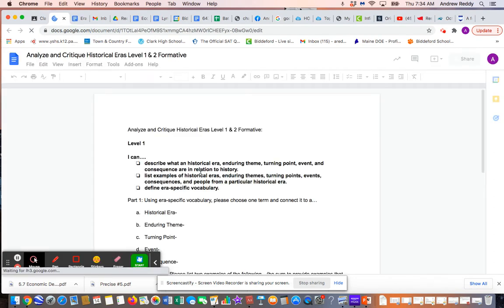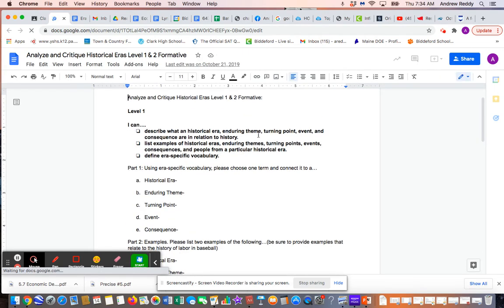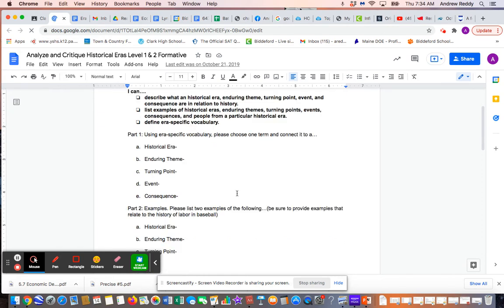So if you go back to your copy of the assignment, Analyze and Critique Historical Eras Level 1 and 2 Formative, you have the description for the Level 1 criteria. Describe what a historical era, theme, turning point, event, and consequence are in relation to history. List examples of eras, themes, turning points, and define era-specific vocabulary. So using era-specific vocabulary, please choose one term and connect it to these various concepts.